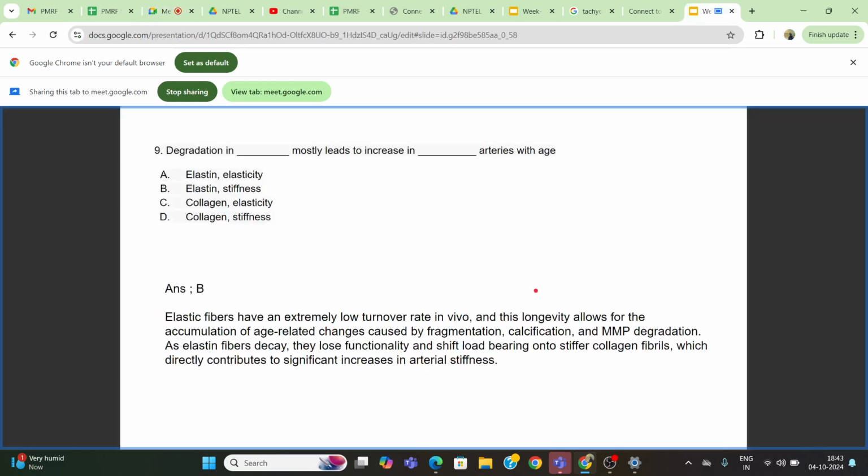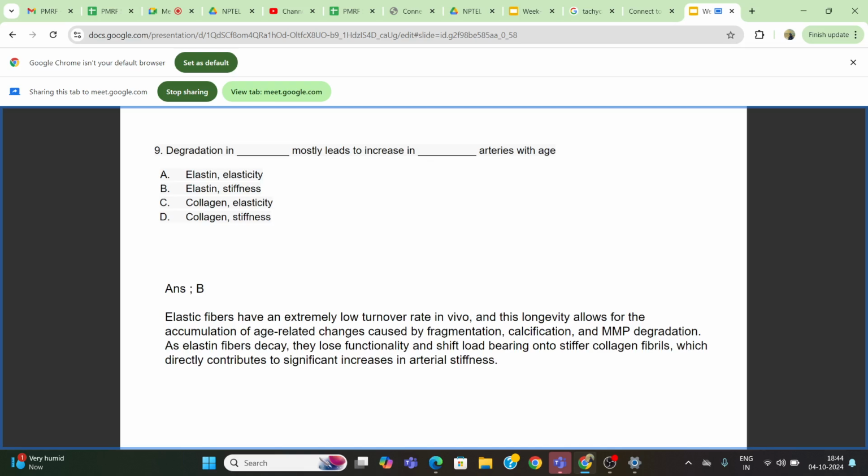The correct answer is option B. So elastin will be degraded, and if elastin is degrading, it means the arteries will become stiffer. If there is more elastin, its elastic property will be higher, like a rubber sheet, right? Since elastin is there, it's elastic. With a rubber band, we learned about shear stress in plus one, plus two, right? So if elastin is not there, it won't be elastic anymore. That will lead to stiffness.